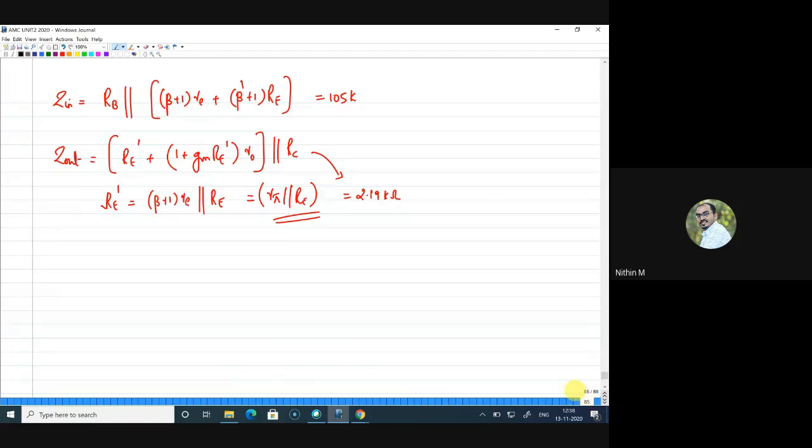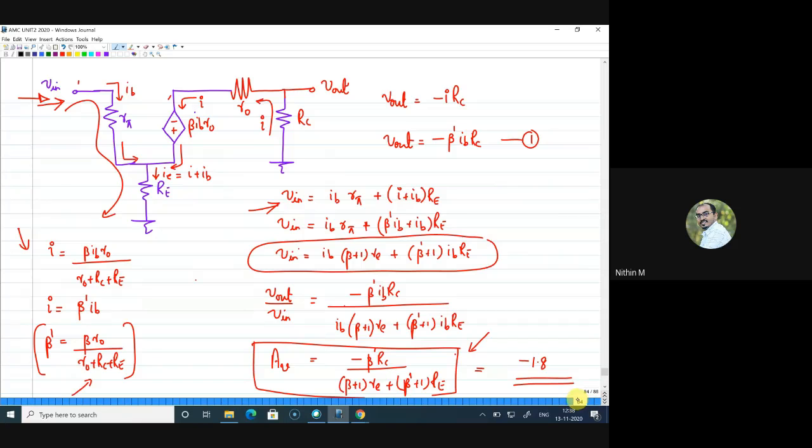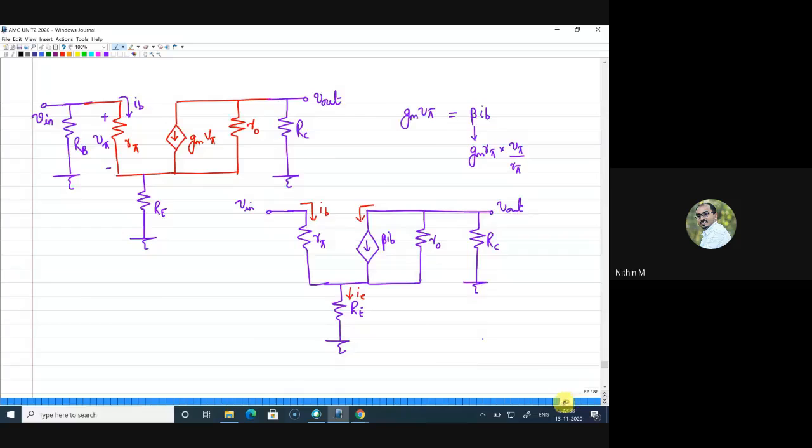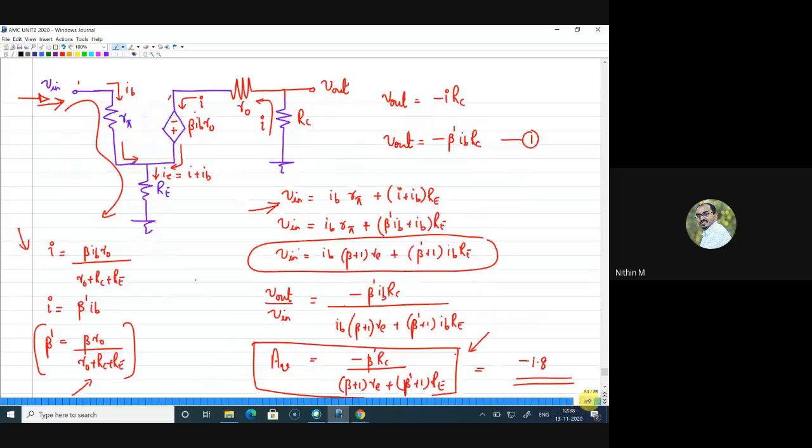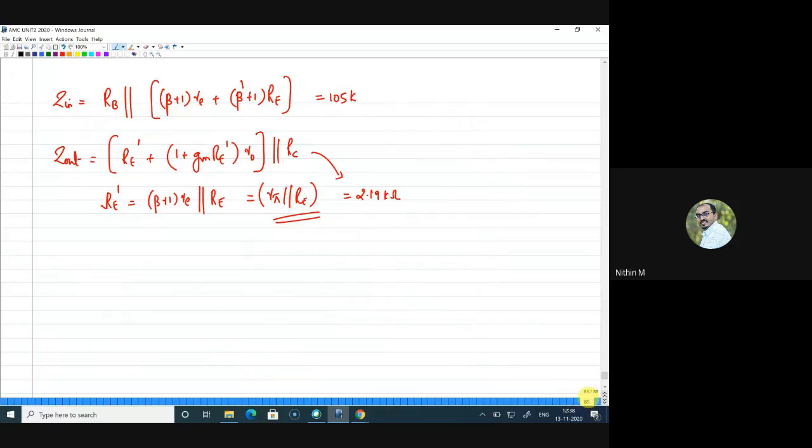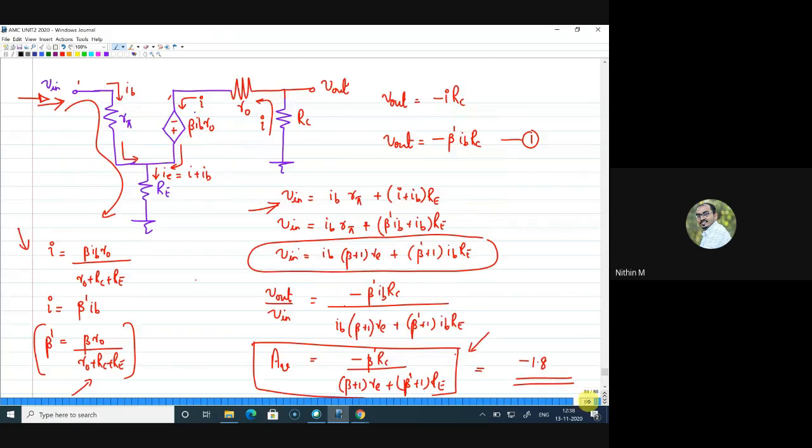In the previous class, we were discussing this common emitter with degeneration, and I gave you the formula and asked you to try out the answers for input impedance, output impedance, and voltage gain. I hope you got these answers. Can I get some response here? You got the same answers I have given. What about others?